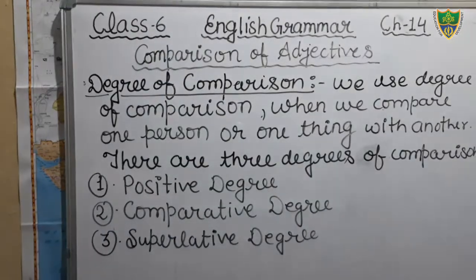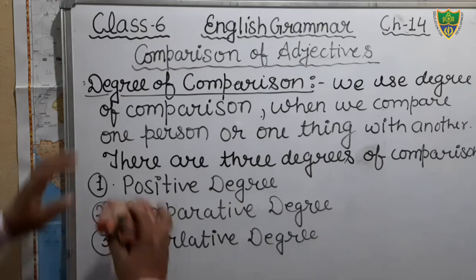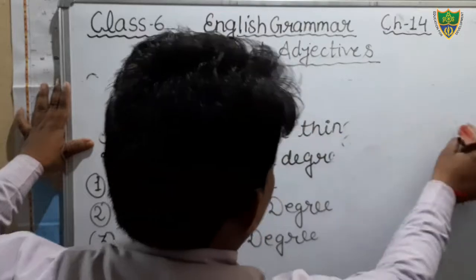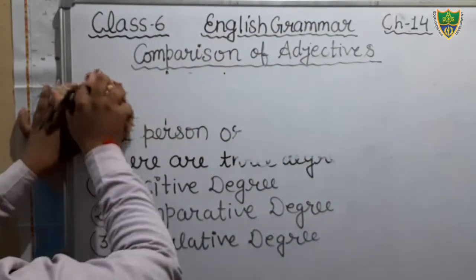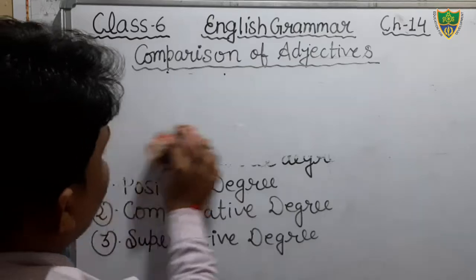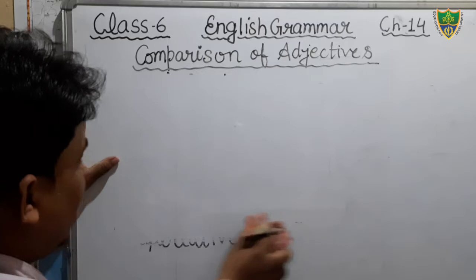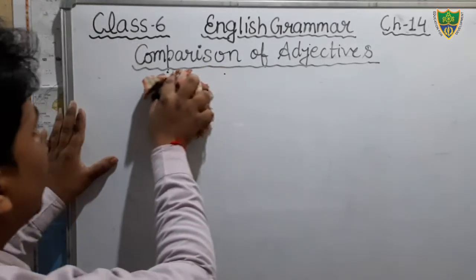First of all, you write it in your notebook, and after completing it, you will put the heading. Okay students, I hope that you all have written. So I am going to erase it and put the next heading, positive degree. As I have already told you, what is positive degree? It is simply an adjective. There is no comparison involved.